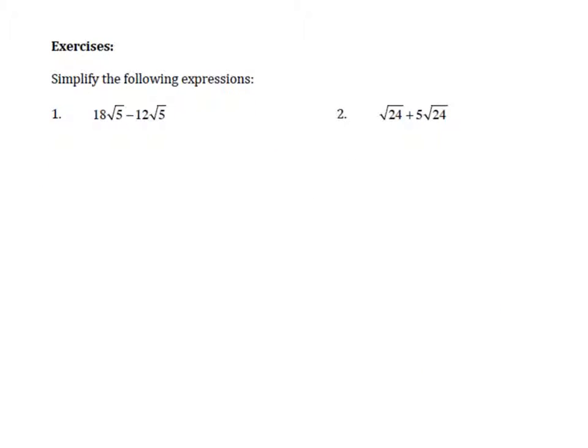Moving on. Okay, so we're asked to simplify these following expressions. We have like radicands or radicals. We can't simplify them any further, so we're going to keep them. The difference between 18 and 12 is 6. Radical 5 is the final output.